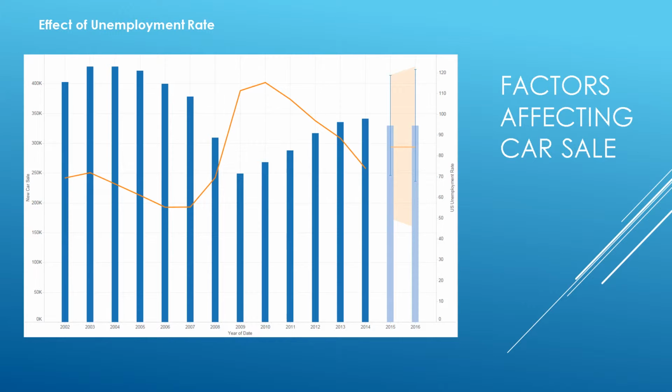Here, if you look at it, the blue bar shows the new car sales, and the line graph shows the unemployment rate. It's interesting to know that the low car sales occurred during the recession in 2009 and 2010, when there was high unemployment. Therefore, there is a direct correlation between low car sales and high unemployment. This is an interesting factor.